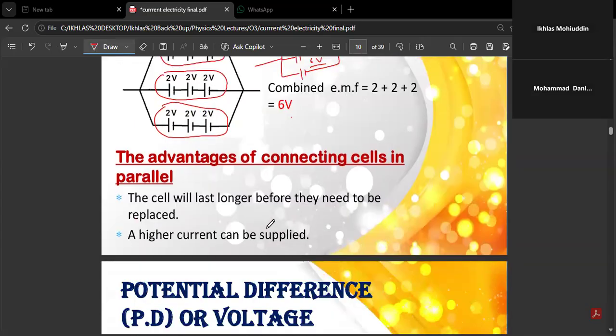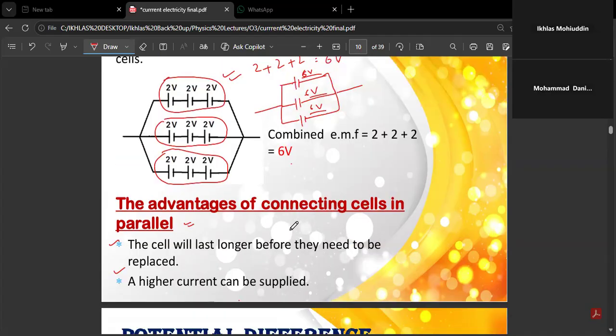Now, the advantage of connecting cells in parallel. We must know the advantages. First, the cells will last longer before they need to be replaced. In parallel, the life of a cell would increase, and we don't need to replace any cell. And a higher current can be supplied. So these are the advantages of connecting cells in parallel.